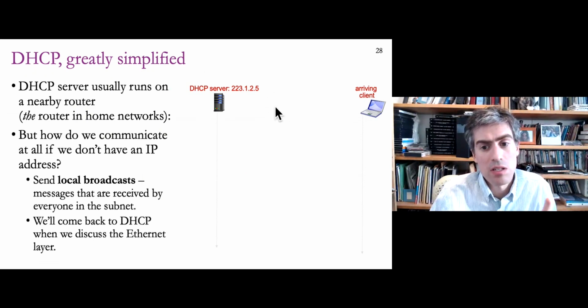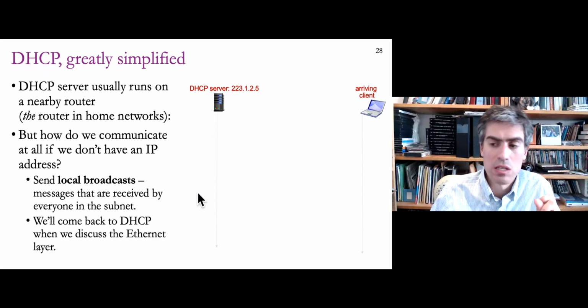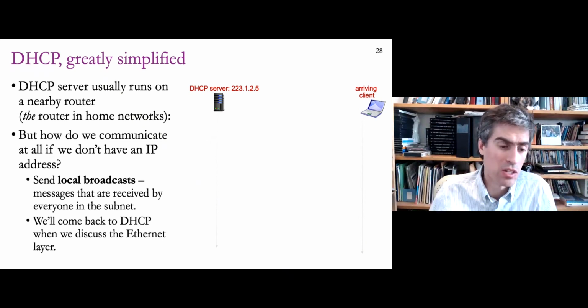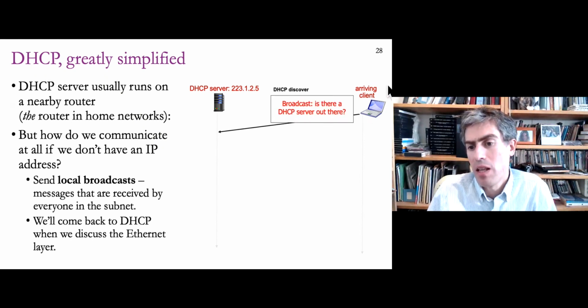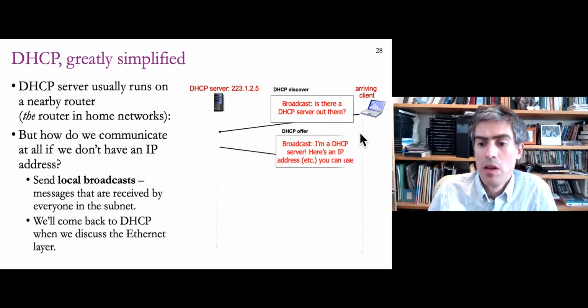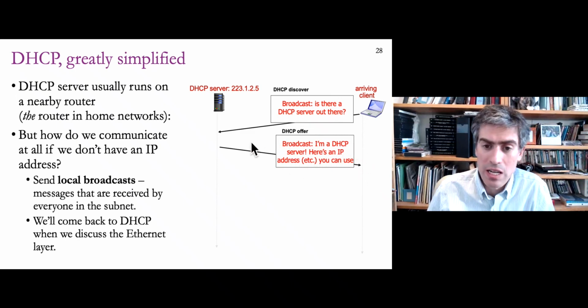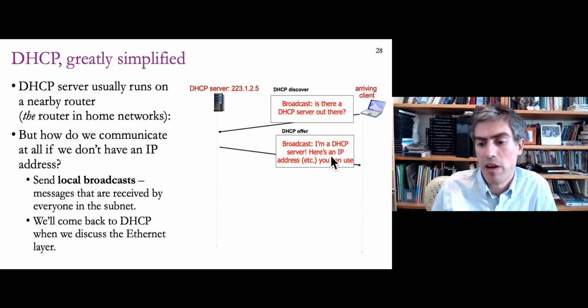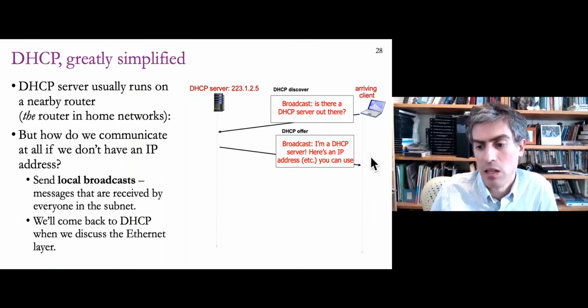And that DHCP server is going to be listening for these broadcasts from arriving clients who are asking for information about what IP address they should be using. So the arriving client makes a broadcast asking for the MAC address of a DHCP server. The DHCP server responds with its identity in terms of the MAC address, and it also provides an IP address that the client can use.